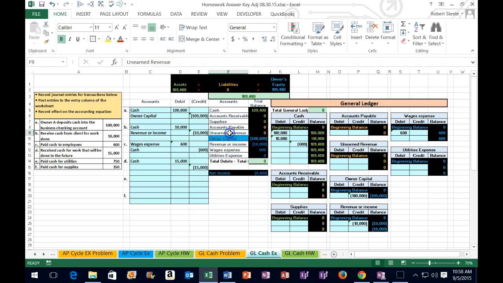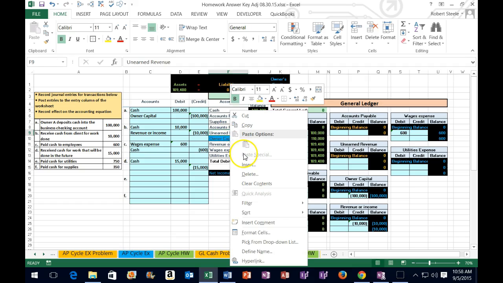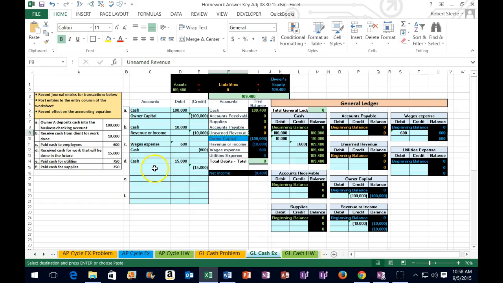How do we make something go up? We do the same thing to it, which in this case would be another credit. So I'm going to copy that. I'm going to paste it right there. Paste it 1, 2, 3. Then we're going to post this journal entry to the general ledger, first posting the cash.